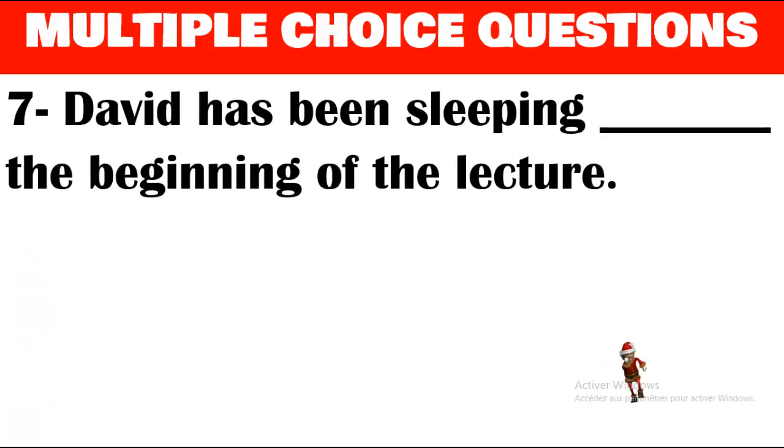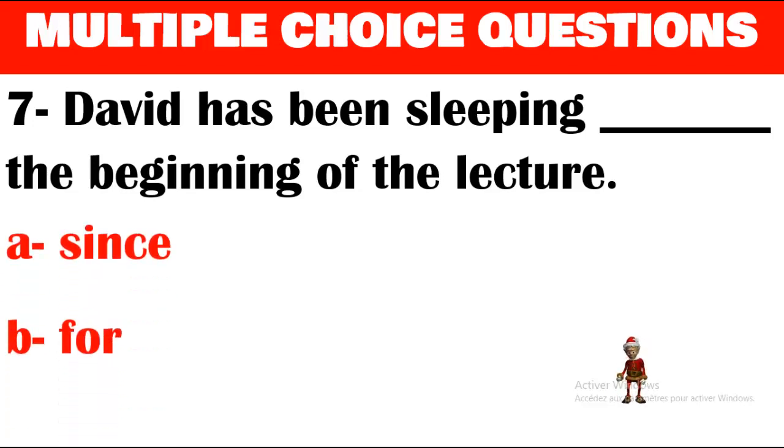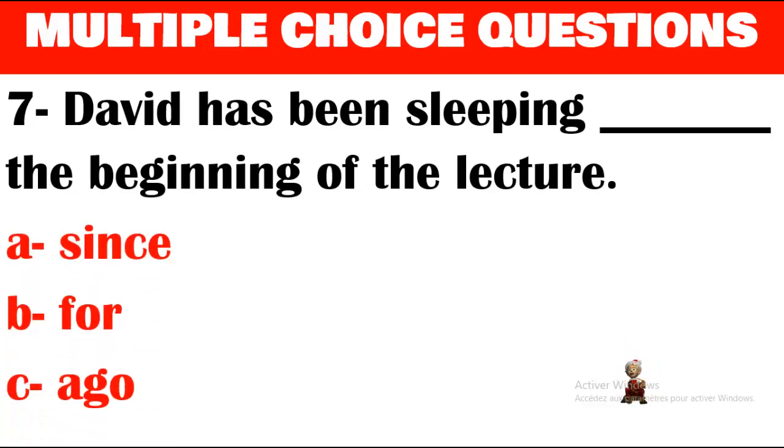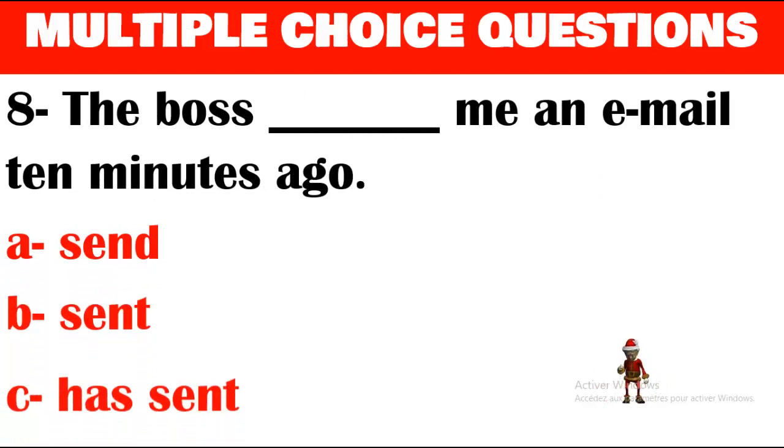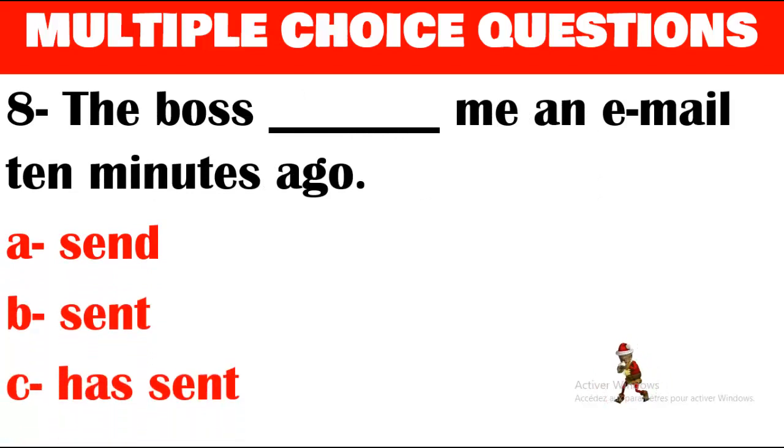Number 7, David has been sleeping since, for, or ago the beginning of the lecture. Yes, it is "since", the starting point, the beginning. Number 8, the boss has sent me an email 10 minutes ago. The best one is "sent", preterite with "ago", in the past.